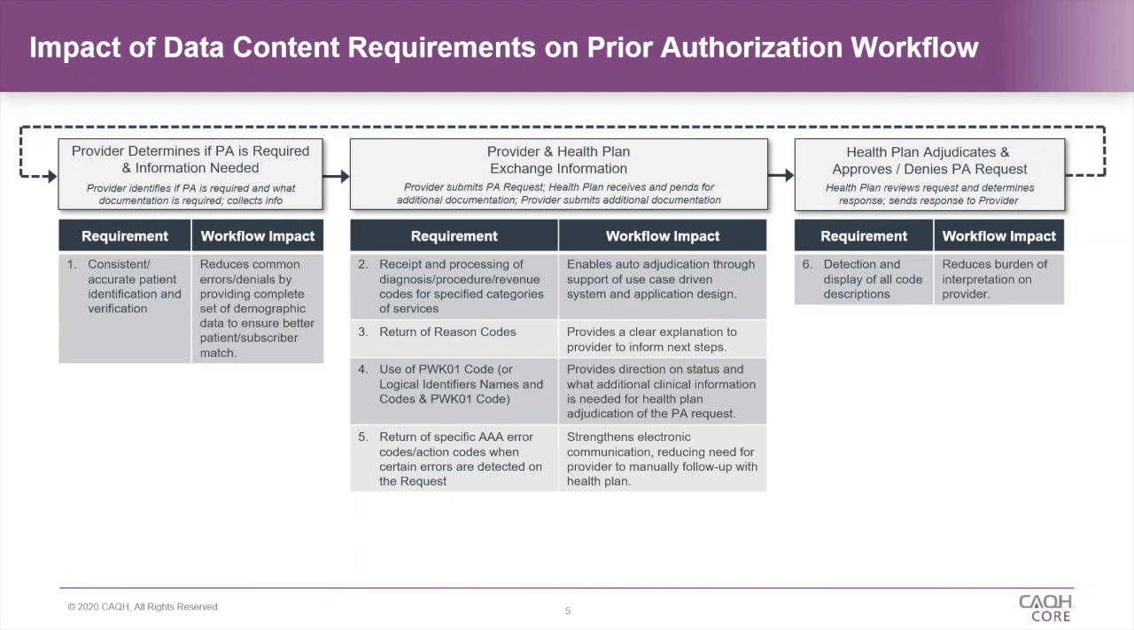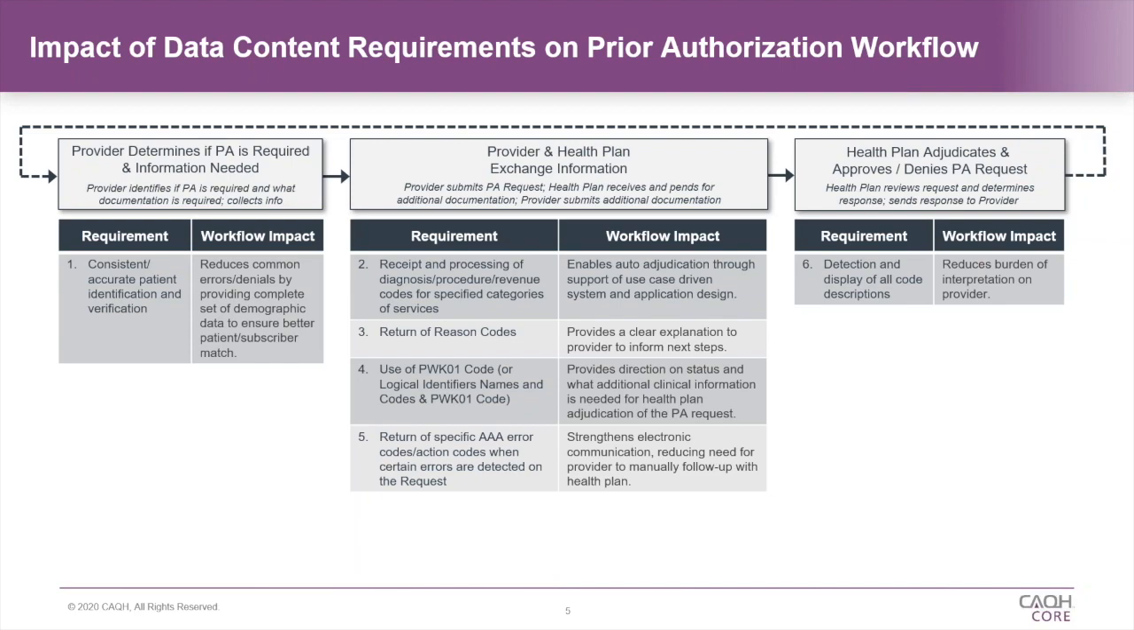So the first requirement of the data content rule relates to consistent patient identification and verification on prior auth requests. This reduces common errors and denials by providing a complete set of demographic data to ensure a better patient-subscriber match. The second is the receipt and processing of diagnosis, procedure, and revenue codes for specified categories of service, enabling auto adjudication through the support of use case-driven system application design.